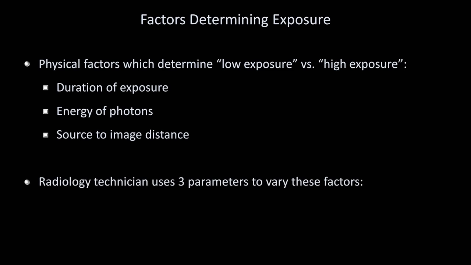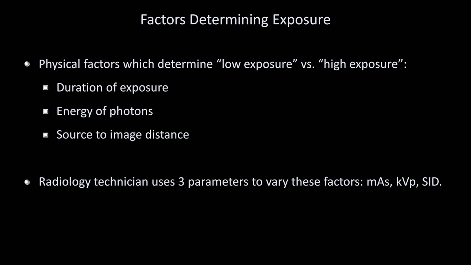The radiology technician alters these factors using three parameters at the time of image acquisition: milliamp seconds, abbreviated MAS, which controls the total quantity of photons produced; kilovolt peak, abbreviated KVP, which indirectly controls the energy of the photons produced; and the source to image distance, abbreviated SID, which controls the fraction of produced photons which actually strike the film. The greater the distance, the greater the number of photons that will miss the target.